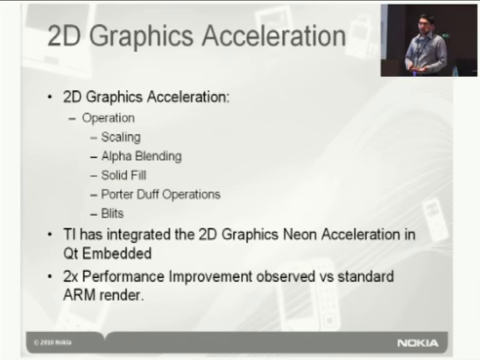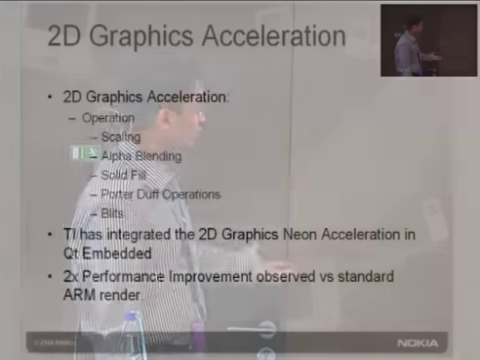We recognize that last year we had issues with the 2D performance. So TI hired a third party, and we worked on accelerating 2D graphics operations like scaling, alpha blending, solid fill, and all the basic graphics operations. And we integrated the 2D graphics Neon acceleration in Qt Embedded in the raster paint engine. Any Qt application today running with the Neon backend on TI hardware is having a 2x to 3x performance improvement. And in some cases, if the code path being used is more on the Neon side, we are seeing higher acceleration.